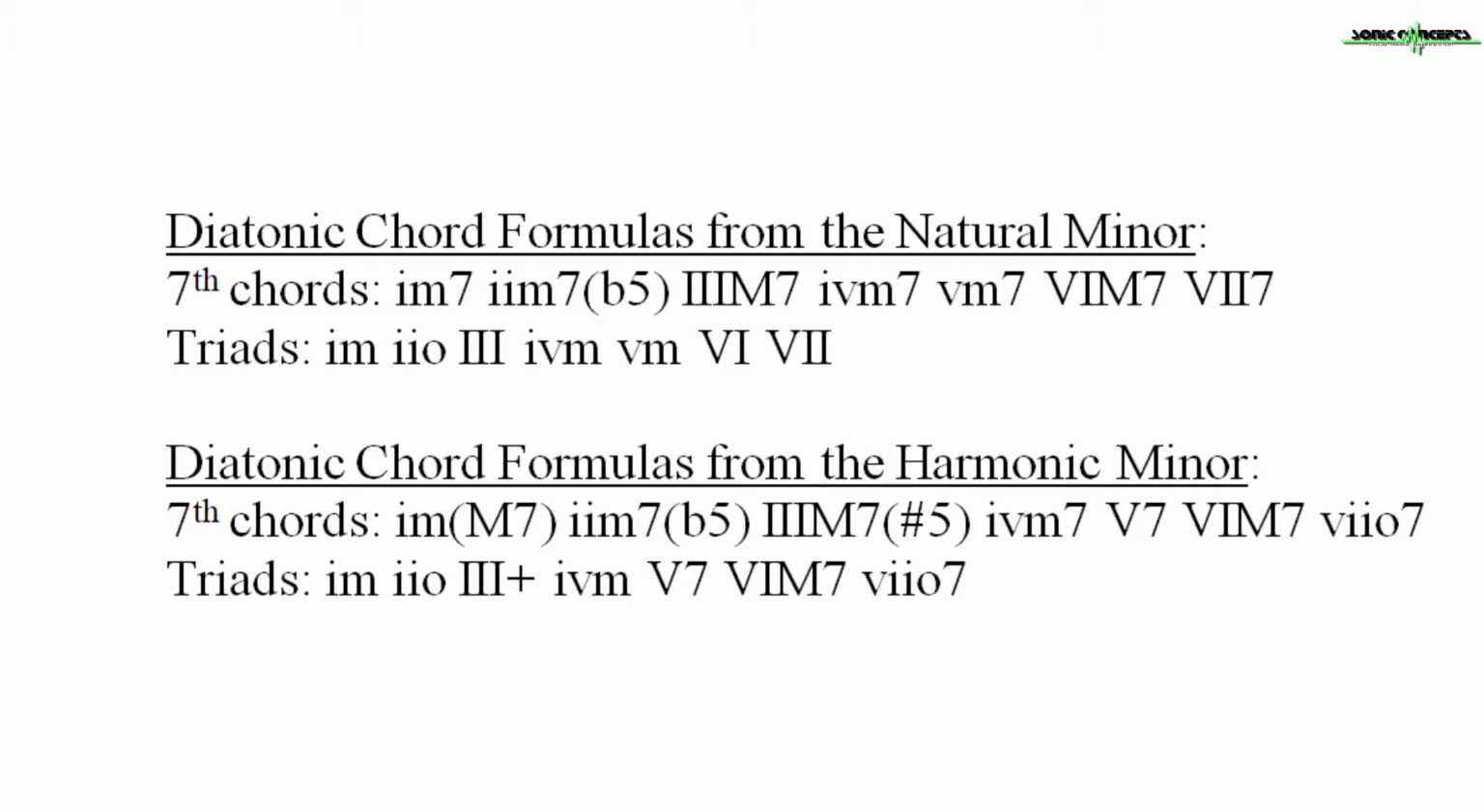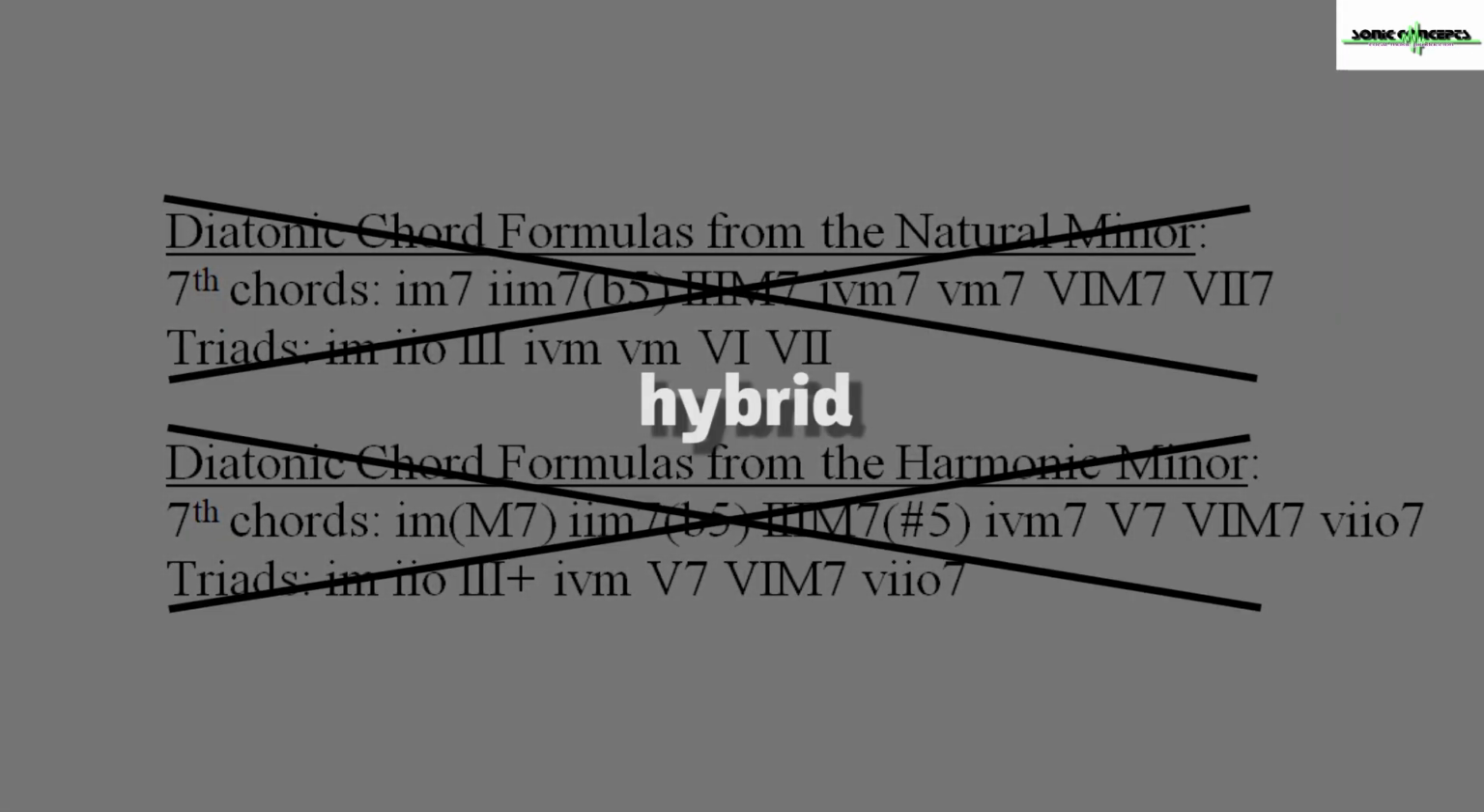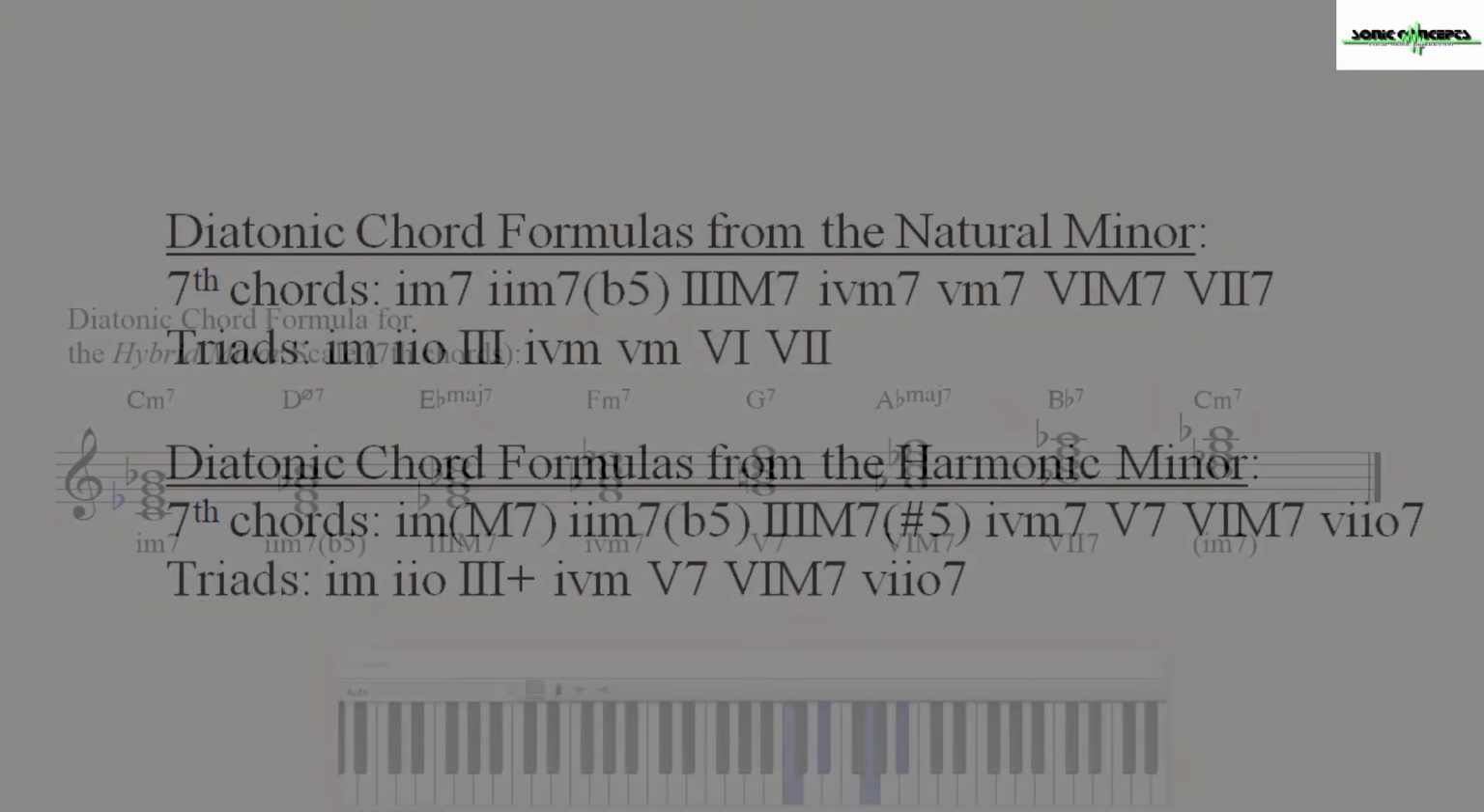Two chords from the harmonic minor scale are slightly unusual sounding, the 1 minor major 7, and especially the 3 major 7 sharp 5. Because of this, you might conclude that the natural minor scale diatonic chord formula is favored over the harmonic minor scale diatonic chord formula. This is not entirely the case. The diatonic chord formula in common use to achieve a minor sound as opposed to a major sound is actually a hybrid created from both the natural and harmonic minor scales, shown here.